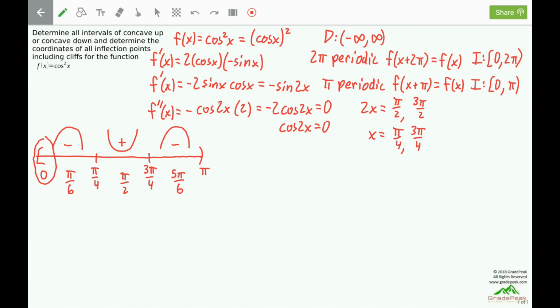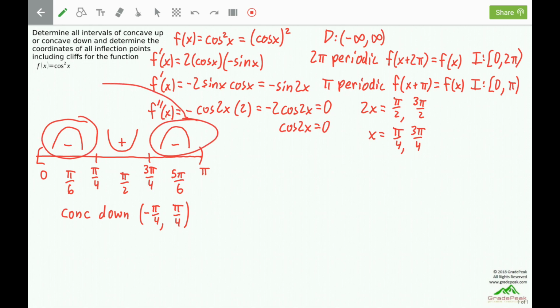Well, pi over 4 radians away from 0 to the left of it is negative pi over 4, which means that we will have a full concave down interval starting at negative pi over 4 radians and continuing through 0 since it's included and all the way up to pi over 4 that we have here. This accounts for this interval as well as this interval because this one is repeated over here to the left of it. So both have been accounted for.